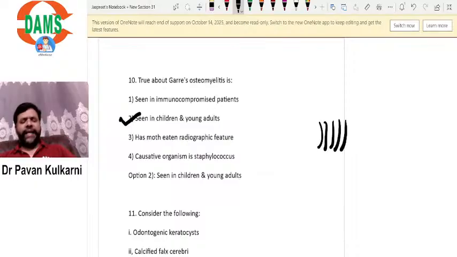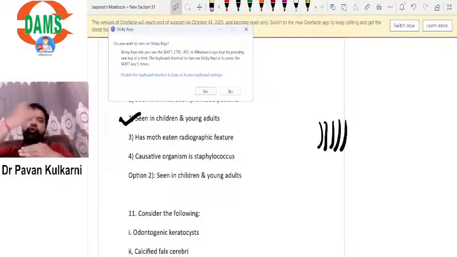Has moth eaten radiographic feature? No, I have already discussed that there is a periosteum which is duplicated. Duplicated means periosteum is deposited one over the other. That is called as onion skin appearance or onion peel appearance.